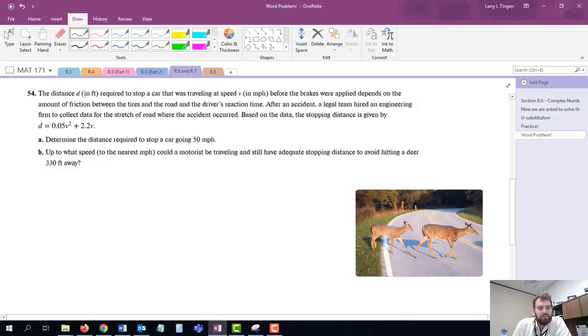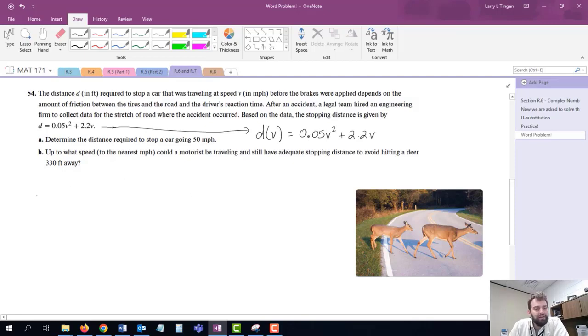So I mentioned this in the last one. I'm going to, again, just get you comfortable with the notation. Our equation is d is equal to, well, that is once again d in terms of v, right? On the right hand side, I have all terms of v. So I have 0.05 v squared plus 2.2 v. This setup's going to help a lot.